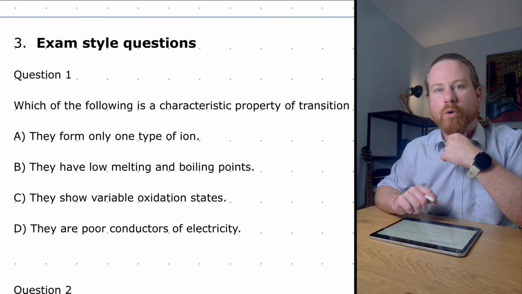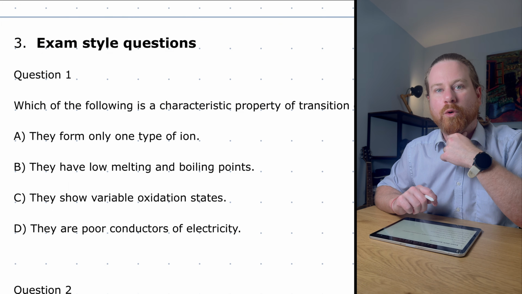So what do we have here? We have our question. So which of the following is a characteristic property of a transition element? So let's go through them one by one. Form only one type of ion? I don't think so. They have low melting and boiling points? I don't think so. Variable oxidation states? Probably. And poor conductors of electricity? Not true. They are in fact very good conductors of electricity. So our correct answer must be C.